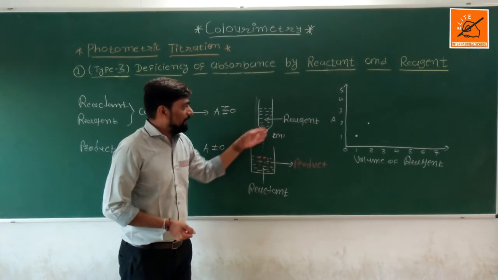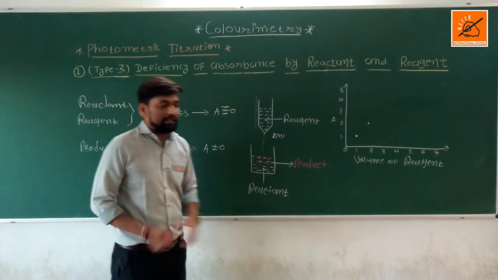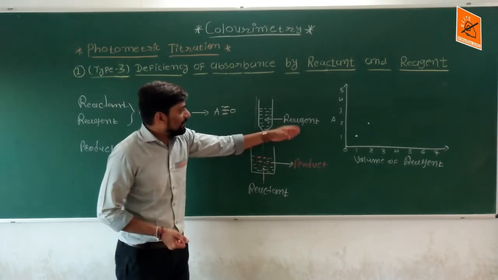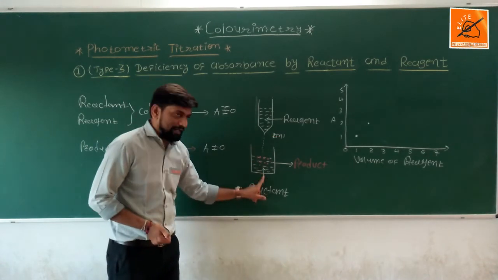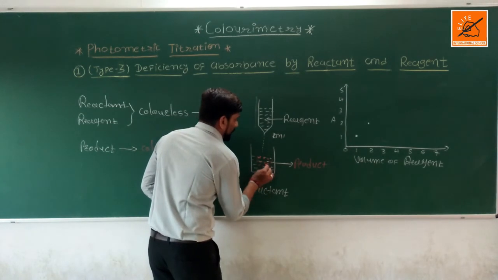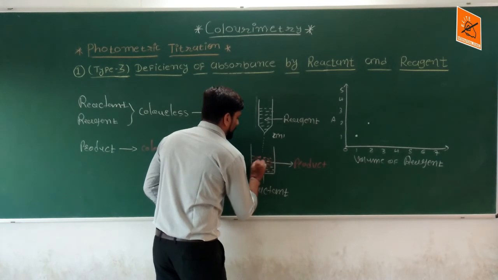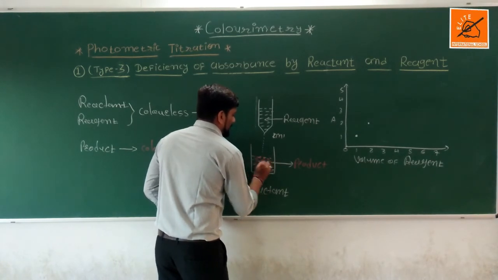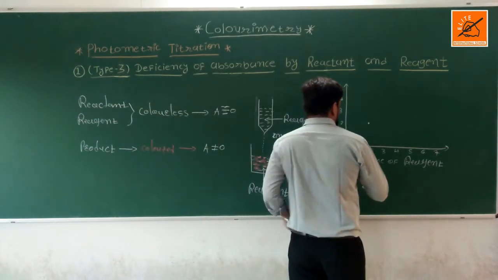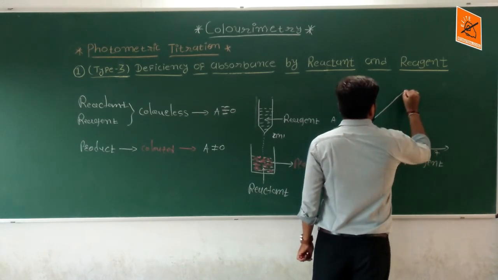So whenever reagent is added to the reactant, product is formed. This product is a colored compound, that's why light is absorbed by it. So with gradual addition of reagent into the flask, the colored product is gradually formed, and its absorbance value will gradually increase up to the end point.